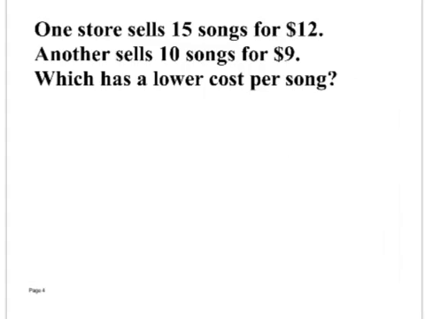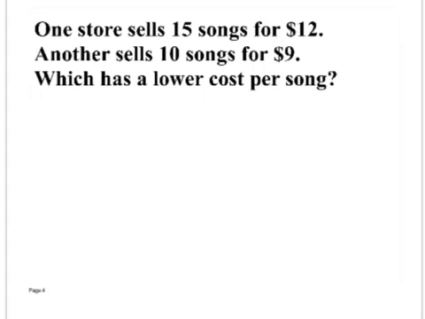Write this down. It says one store sells 15 songs for $12. It says another store sells 10 songs for $9. So it would be like online, like iTunes is 15 for 12, and someone else, Amazon, sells 10 songs for $9, which is a lower cost per song. You don't want to just buy from the first place you look at. You want to see which one's cheaper.